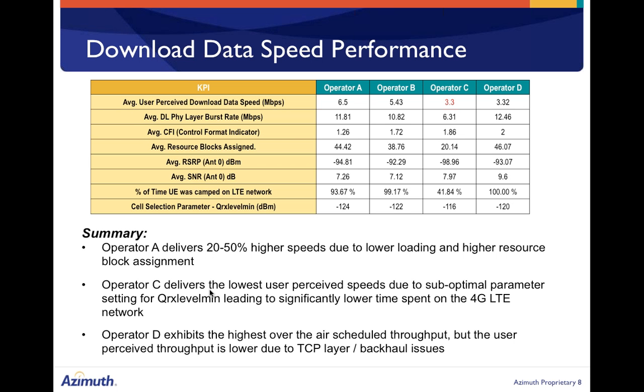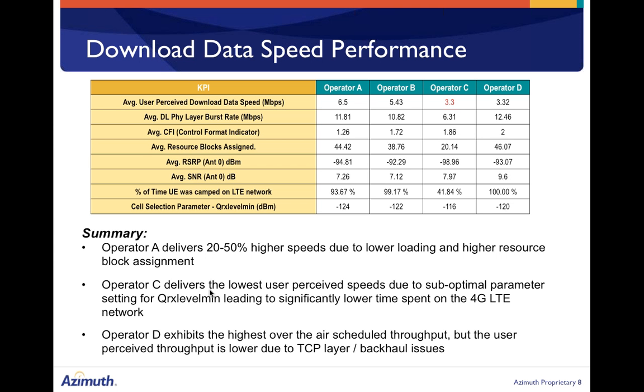Operator C, one of the LTE carriers, has lower bandwidth compared to the other operators, so only 20 resource blocks could be assigned to the end user on average in operator C's network compared to the other operators' networks. Another big factor that really impacted operator C was that the percentage of time the device spent on the LTE network was only 40% compared to about 90 to 100% for all the other operators.